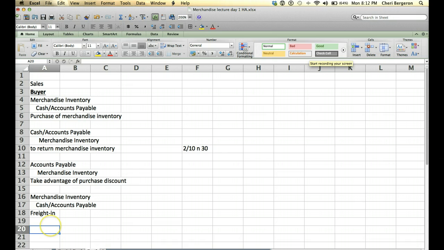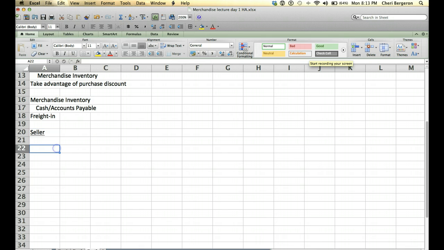All right, if you're the seller, we're going to add in some new accounts that we haven't seen before. When we make a sale, we're going to have 4 accounts. The first 2 are going to be your sales price. It's going to look like this: accounts receivable or cash, depending on whether or not they pay you up front, and sales. That's for the sales price.